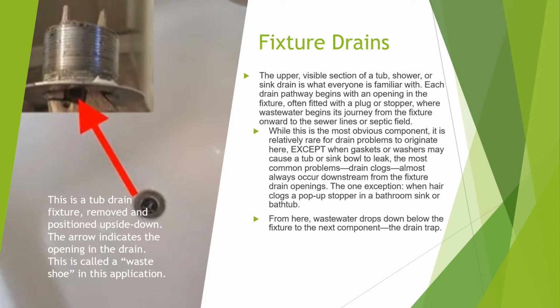The most common problems, drain clogs, almost always occur downstream from the fixture drain openings. The one exception, when hair clogs up a pop-up stopper in a bathroom sink or bathtub. From here, wastewater drops down below the fixture to the next component, the drain trap. The image is of a tub drain fixture removed and positioned upside down. The arrow indicates the opening in the drain. This is called a waste shoe in this application.